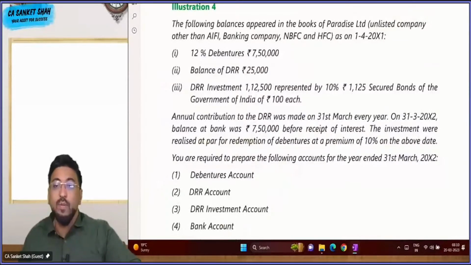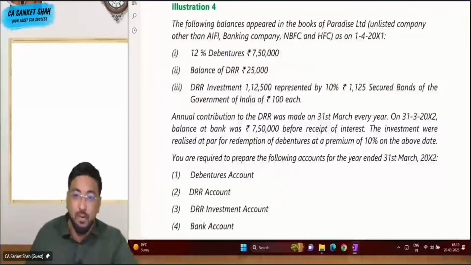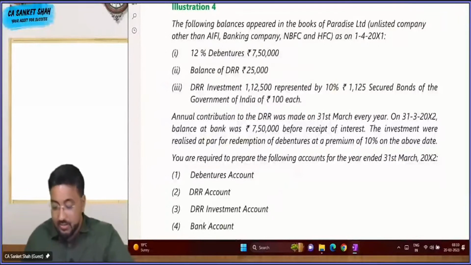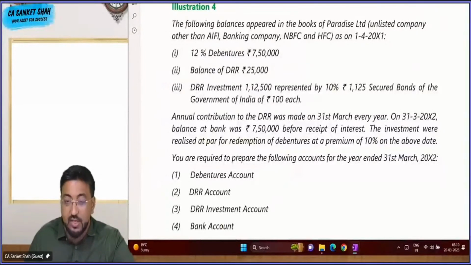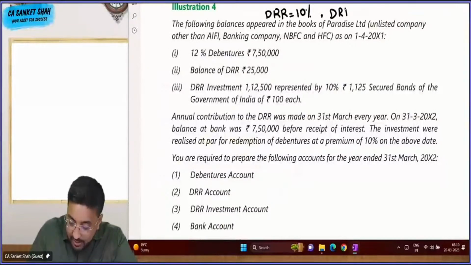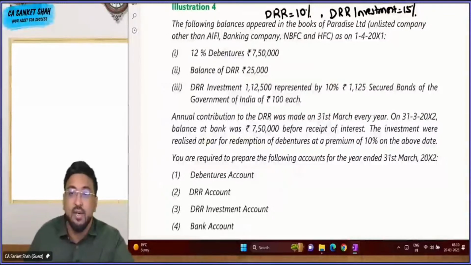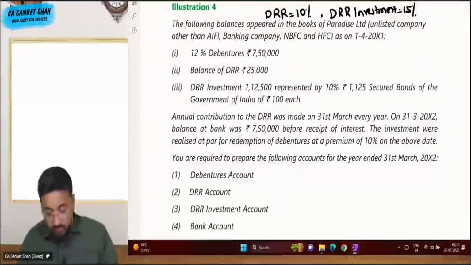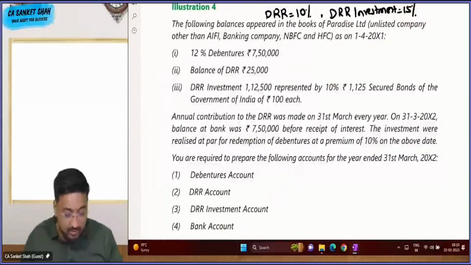The following balances appeared in the books of Paradise Limited, beta, an unlisted company. So what is the meaning of unlisted company? Quickly tell me. Write DRR. DRR is equal to 10%. For unlisted, DRR investment is 15%. Listed or unlisted, sir? If listed, then only DRR investment. If unlisted, DRR is equal to 10% extra. Unlisted company other than AIFI and so on.